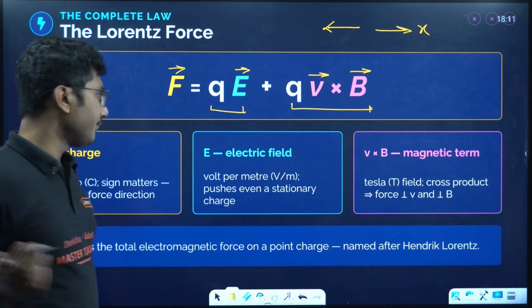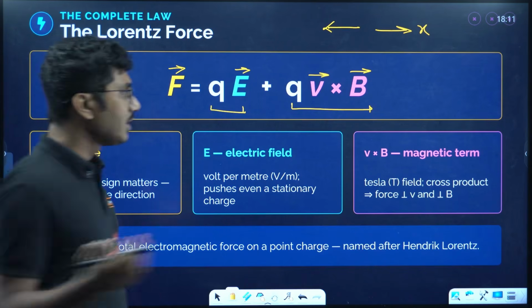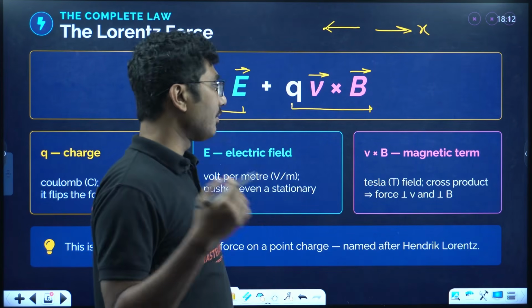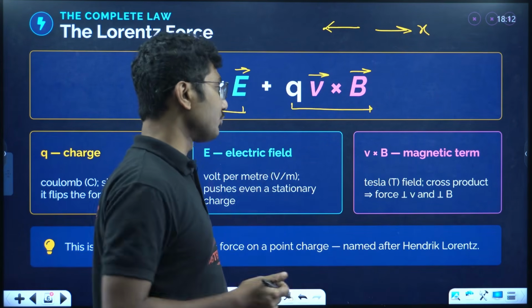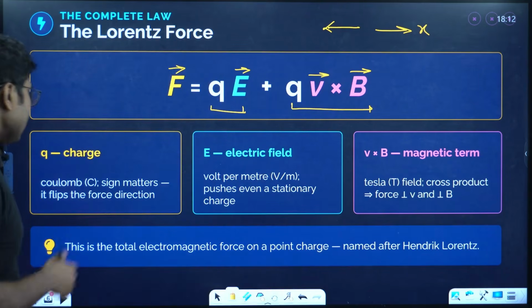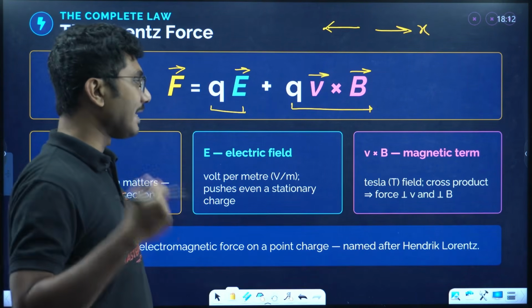E is the electric field, in volt per meter, which pushes even a stationary charge. V cross B is the magnetic term. B is the magnetic field in Tesla, and the cross product gives the force. The force is perpendicular to both V and B. This is the total electromagnetic force on a point charge, named after Henrik Lorentz.